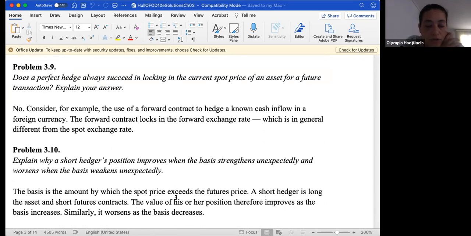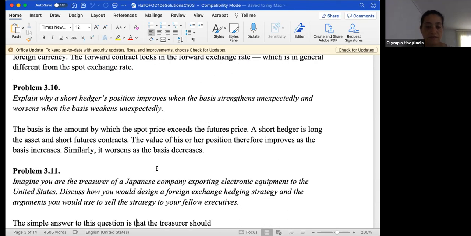Explain why a short hedger's position improves when the basis strengthens unexpectedly and worsens when the basis weakens unexpectedly. The basis is the amount by which the spot price exceeds the futures price. A short hedger is long the asset and short the futures contract. So the value of his or her position improves as the basis increases. Similarly, it worsens as the basis decreases.